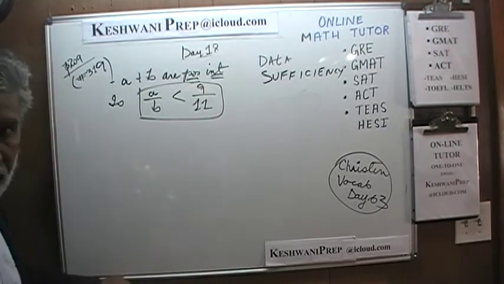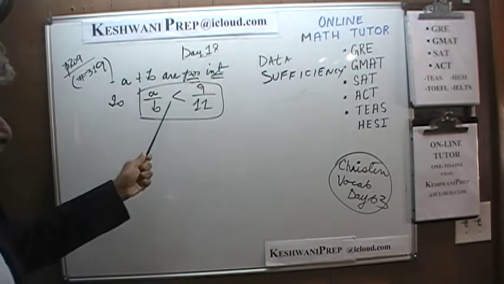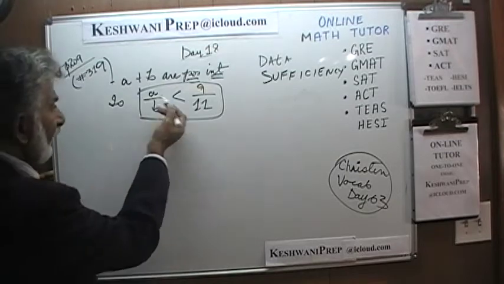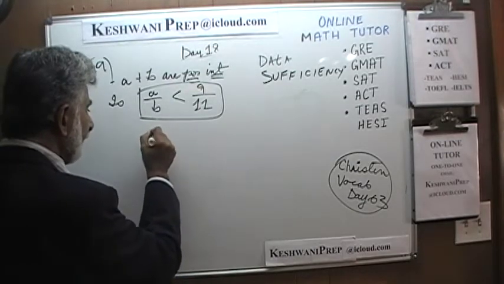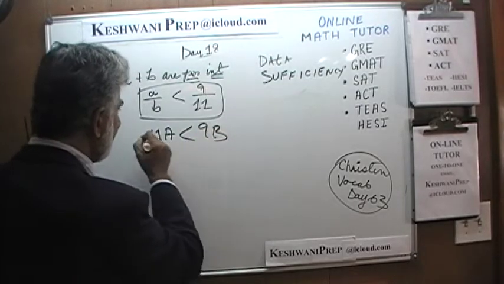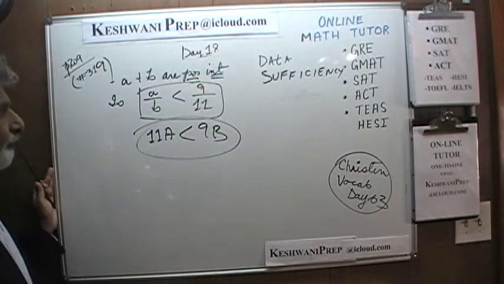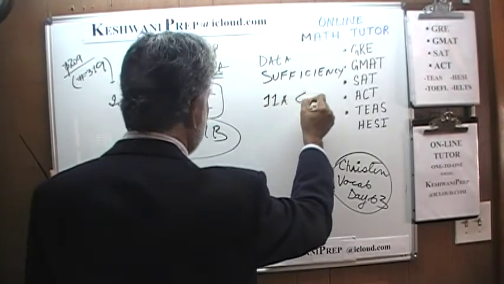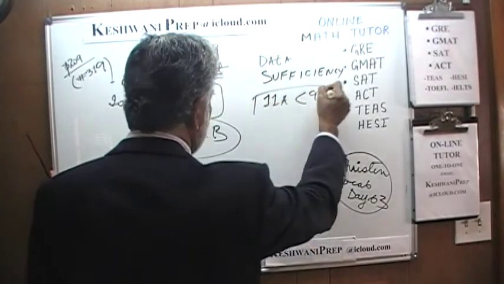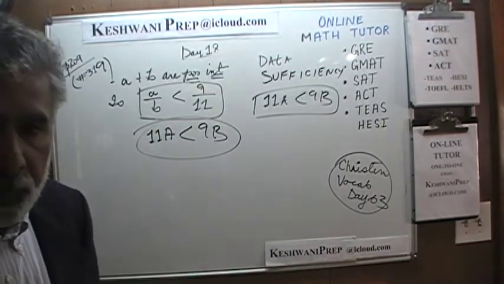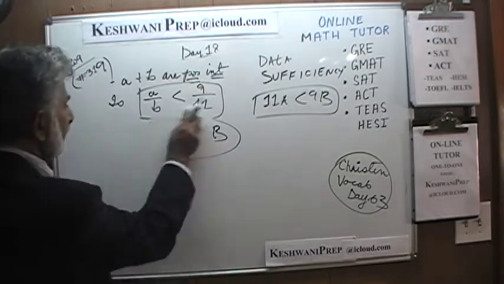Something like this, I would not have taken a chance unless they tell us that they're positive. So let's cross multiply. So the question here is, is 11 times A less than 9 times B? As long as you can answer that question either yes or no, then the statement is sufficient. Let's look at the first statement.